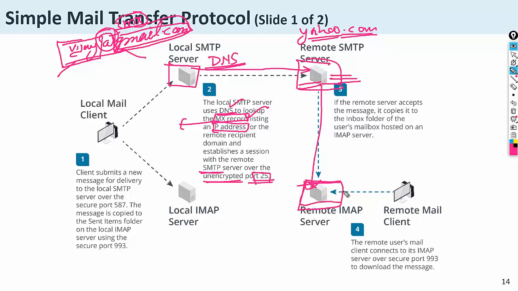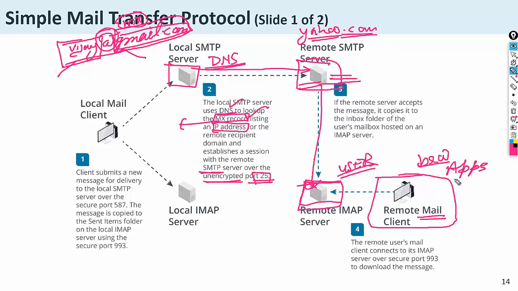Remote IMAP server means the user account, where we forward into a specific user account, where we have connected through the client, the remote client. Remote client again means a web browser, or any email app, maybe Thunderbird, maybe Outlook, or maybe the Gmail app, where the remote user will download their emails and then check the emails over port number 993.